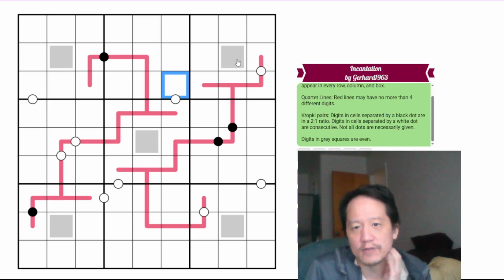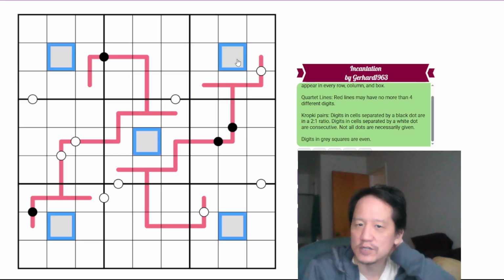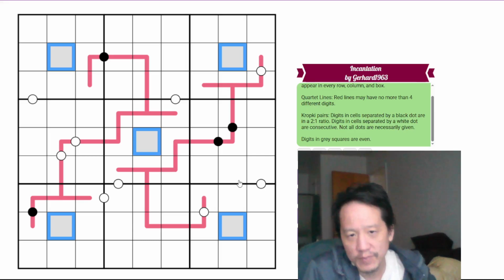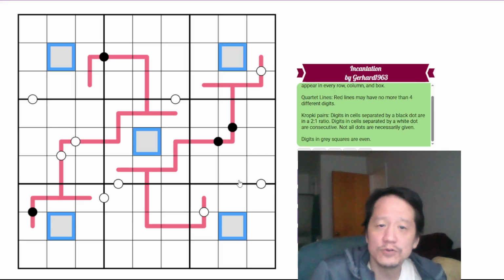And finally, we have the final rule: digits in gray squares are even. So all of these squares are even. And those are all the rules.